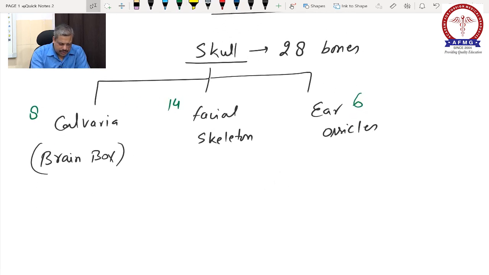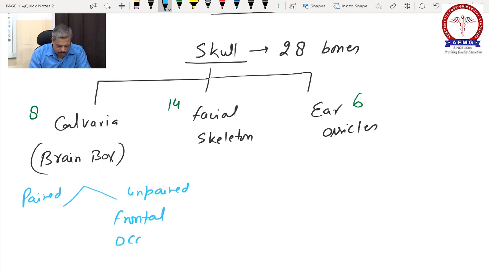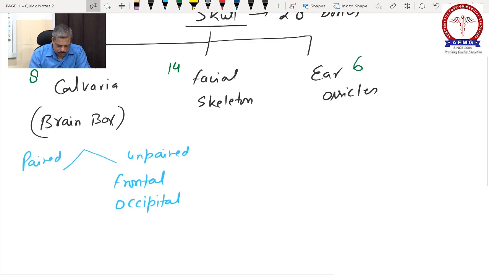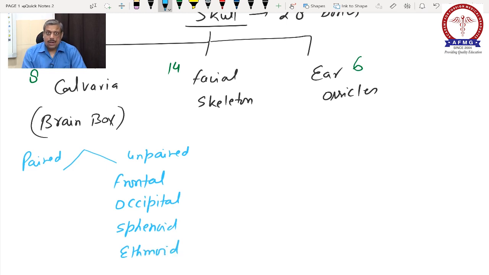What bones are present in calvaria? This calvaria is made up of 2 types of bones, the paired bone and unpaired bone. So unpaired bone, this is the frontal bone, occipital bone, sphenoid bone, and ethmoid bone. Clear? These are the 4 unpaired bones.